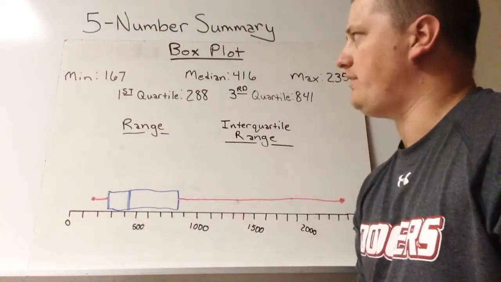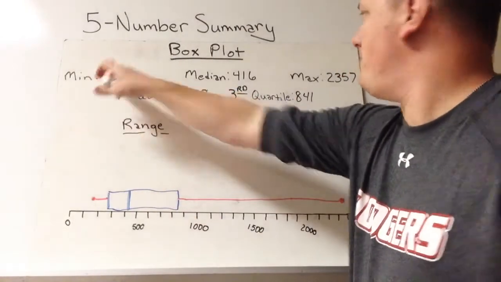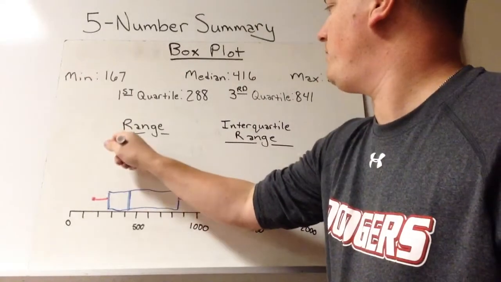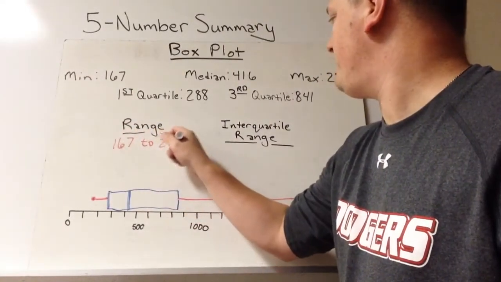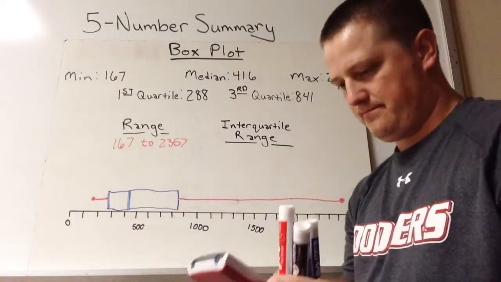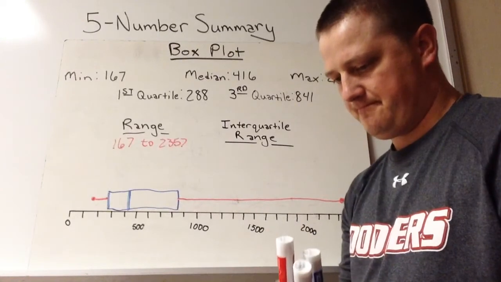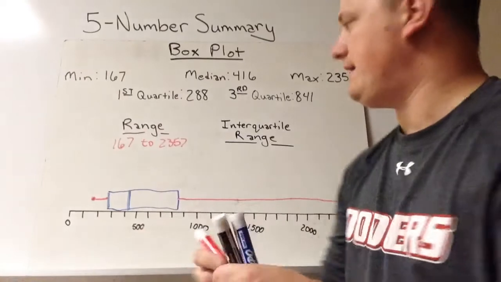Then what we want to know is our range. Well, if you remember, our range is our min to our max. So 167 to 2357. And then we can do that subtraction. So that's 2190.